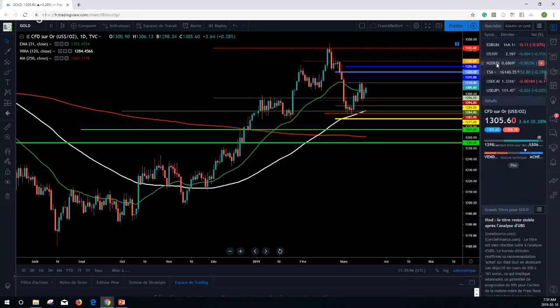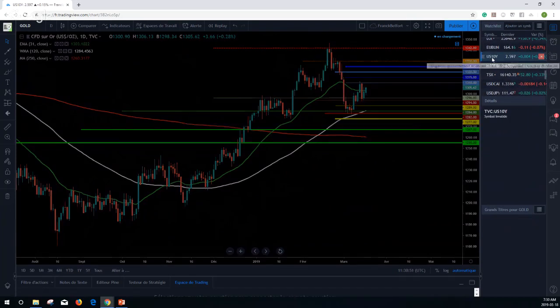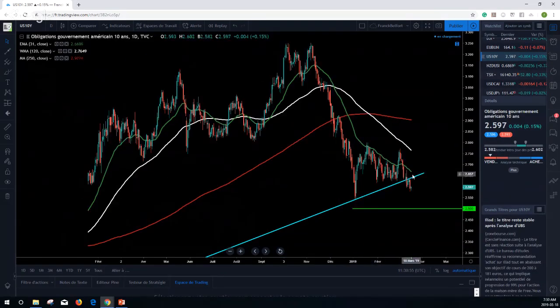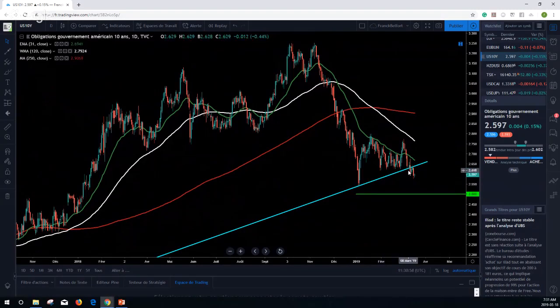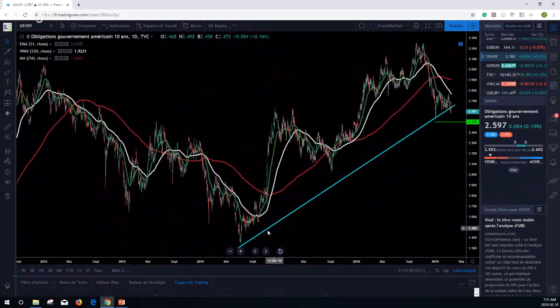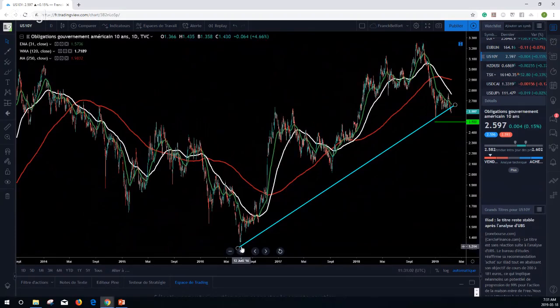What I'm talking about is this asset here, the US 10 year bond. For sure, we broke this ascending trend here, right? Since the previous low, which is 12 July 2016.